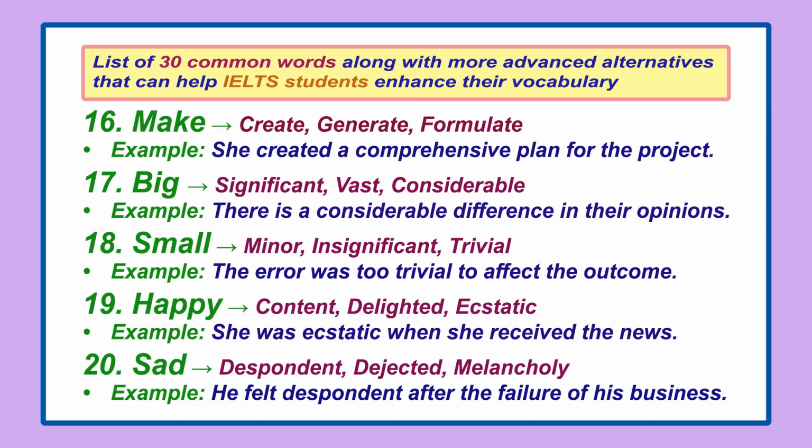19. Happy. Content, delighted, ecstatic. Example, she was ecstatic when she received the news. 20. Sad. Despondent, dejected, melancholy. Example, he felt despondent after the failure of his business.